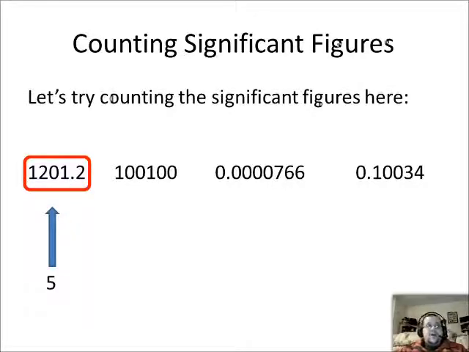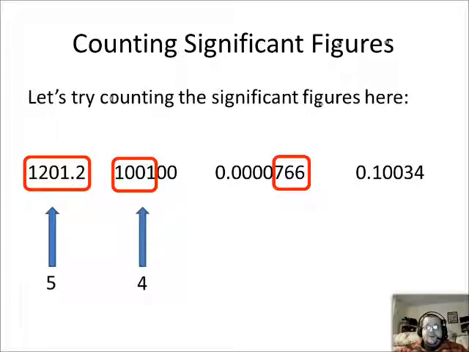Moving to the right, we have 100,100. In this number, we have trapped zeros, and we also have trailing zeros. Our trapped zeros count, and our trailing zeros don't count because there's no decimal place. So we're going to, again, circle the significant figures. We've got 4 present. Our third value only contains preceding zeros and non-zero digits. These preceding zeros we're going to disregard because preceding zeros never count. That leaves us with 3 significant figures.